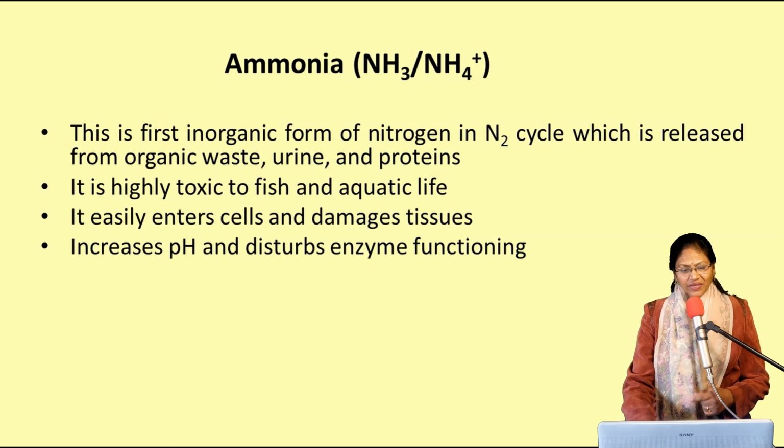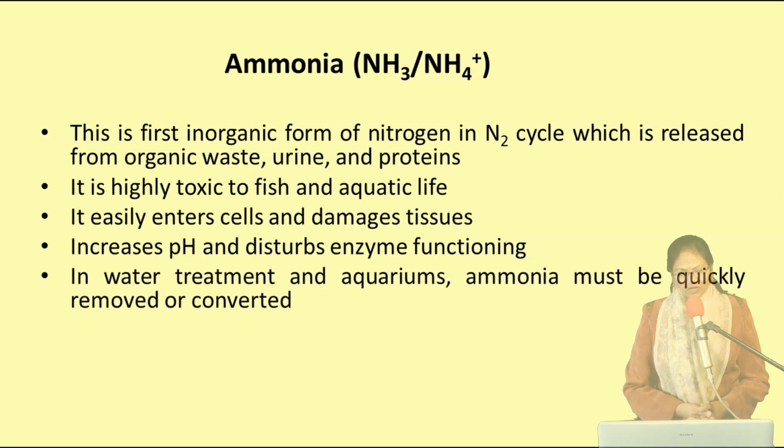Ammonia can increase the pH also, and that's how it can disturb enzyme functioning when it is inside the body. In water treatment and aquariums, ammonia must be quickly removed or converted, because in an aquarium the fishes are there, and wherever a water treatment plant is operating, ammonia is very toxic, so it should not be accumulated for a long time. It should be converted readily. Like in the human body, it is converted into urea through the liver. So similarly, it should either be removed or converted because of its high toxicity.